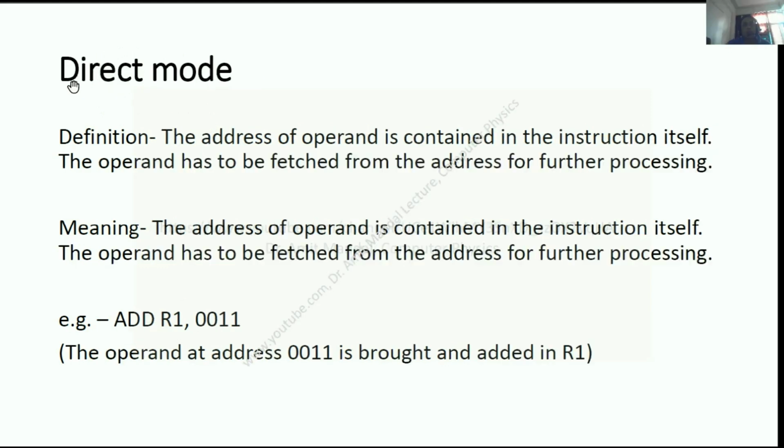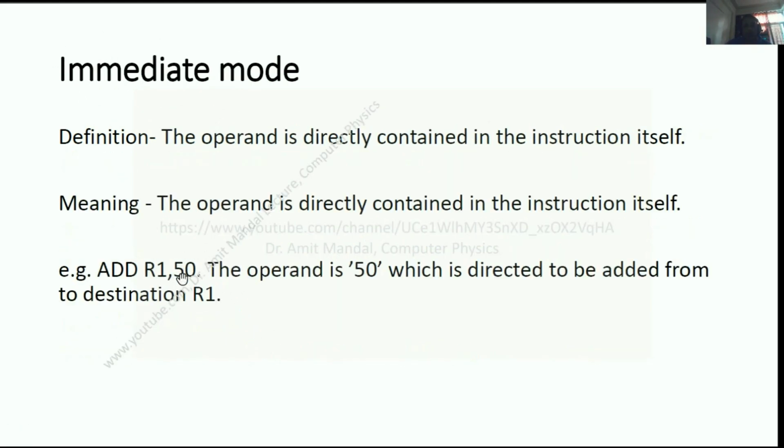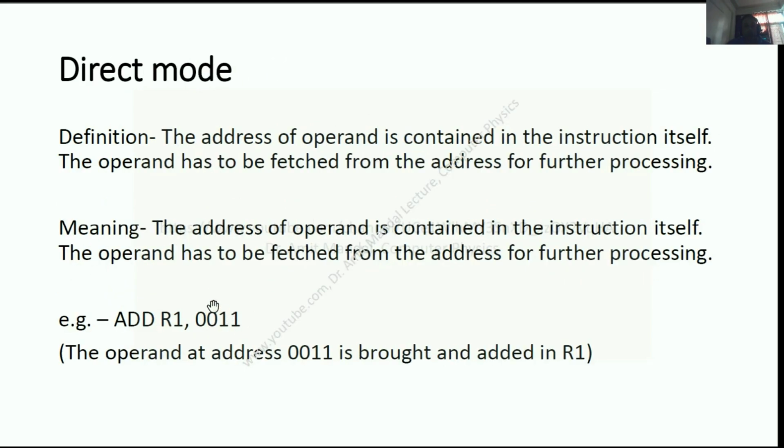Now direct mode. What happens in direct mode? In the instruction, the address of the operand is mentioned. In immediate mode, the operand was directly there. In direct mode, you can see this instruction: ADD R1, 0011. This 0011 corresponds to the address of the operand. When this instruction is fed to the processor, it will fetch the operand from address 0011 and then add it to R1. So this is called direct mode.